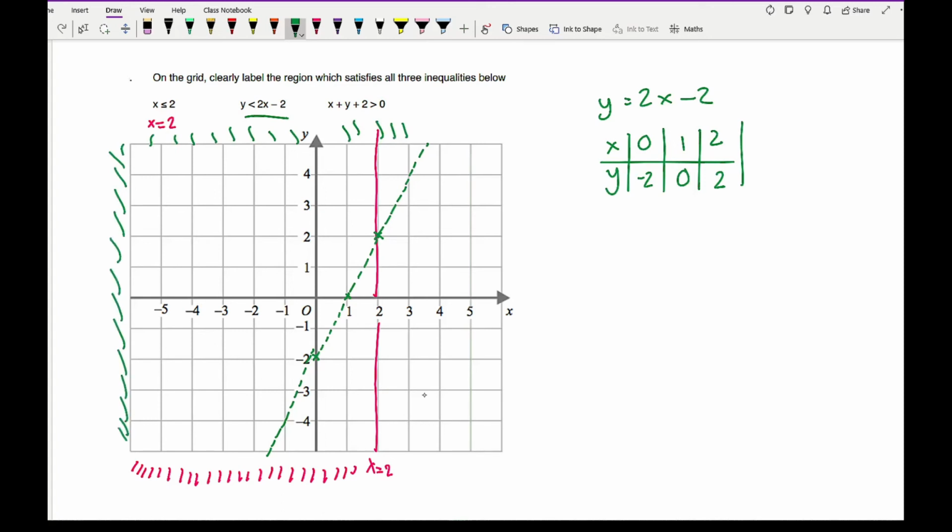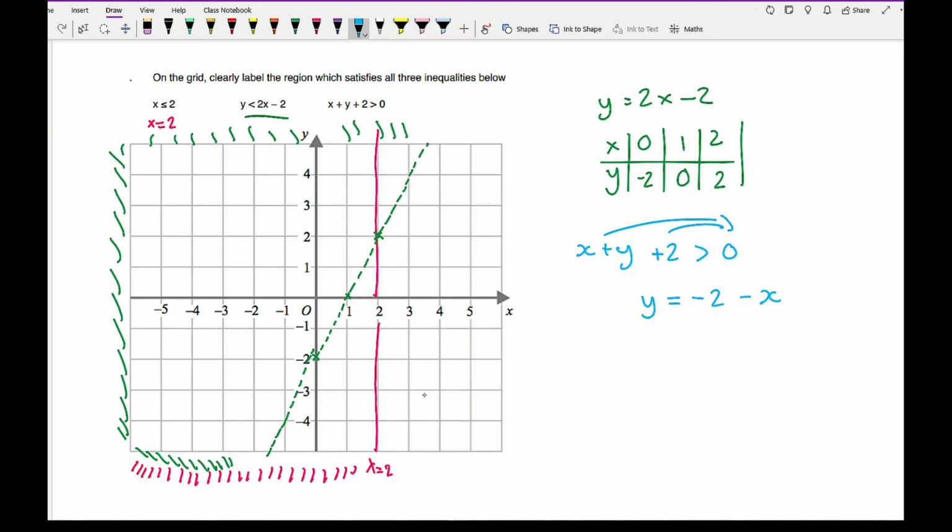It's going to be that region there. I'm going to highlight, and then finally the last one I've got to do, which is x plus y plus 2 is less than 0. So again here, what I need to do is, now I probably would recommend that you take the 2 and the x over, so we get y is equal to minus 2 minus x, and then we can work with our table of values to substitute this in.